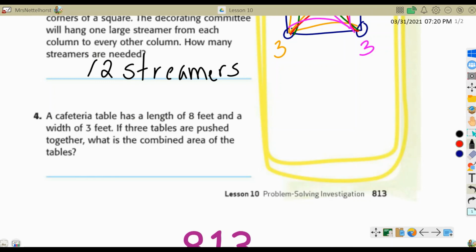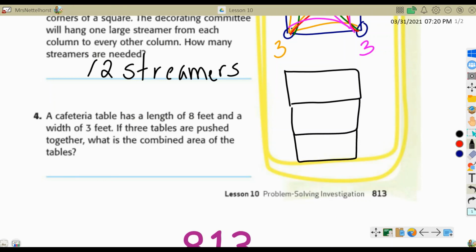So I'm going to draw these 3 tables, 8 by 3, 8 by 3, and 8 by 3. So this side is 3, this side is 3, this side is 3. The long sides are 8. So the area of one table is 3 times 8, which is 24. And I have 3 tables that are the same size.